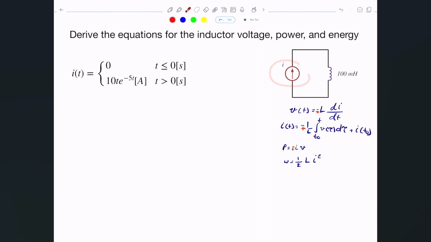In this example, we're given a simple single loop circuit that contains an inductor with 100 millihenry inductance and a single current source. That current source is providing not a constant current, but a current that follows this particular equation. What we're being asked to compute is the voltage, the power, and the energy.